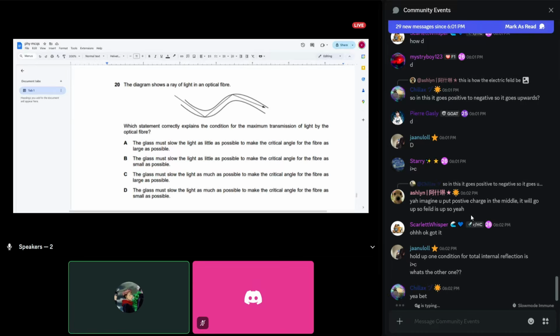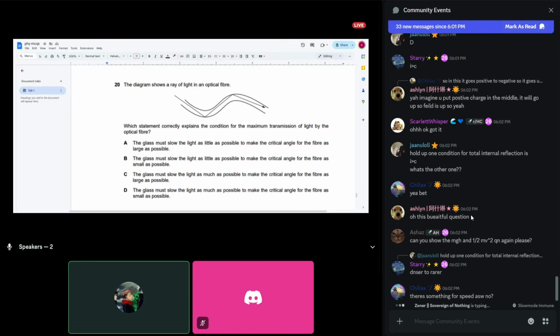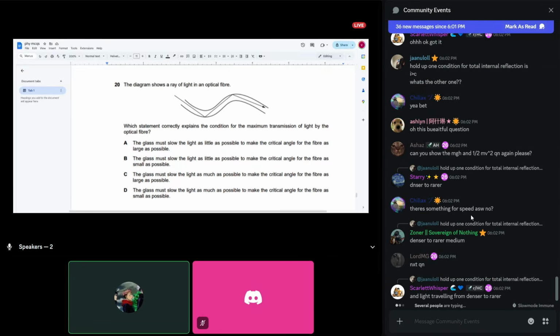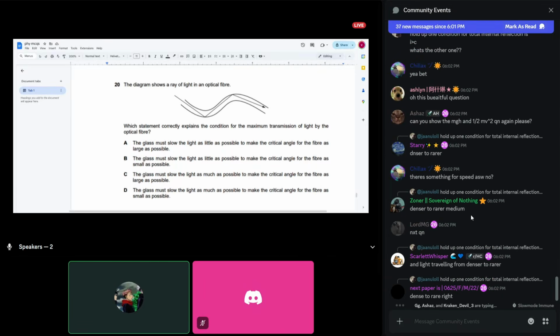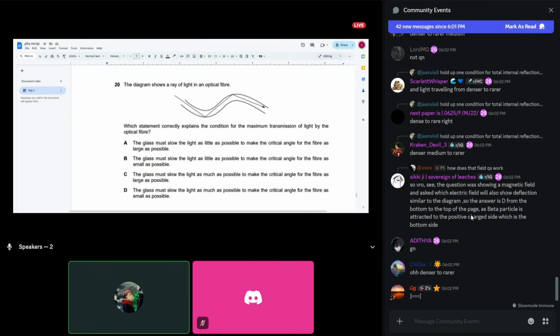There's only one condition for total internal reflection: i is greater than c. Yes, Ashaz, just please wait. I will show it. There is no condition on total internal reflection for speed as far as I know. Light traveling from denser to the other. Oh, you're talking about that. Yes, denser to the other. Cannot move from there to that.